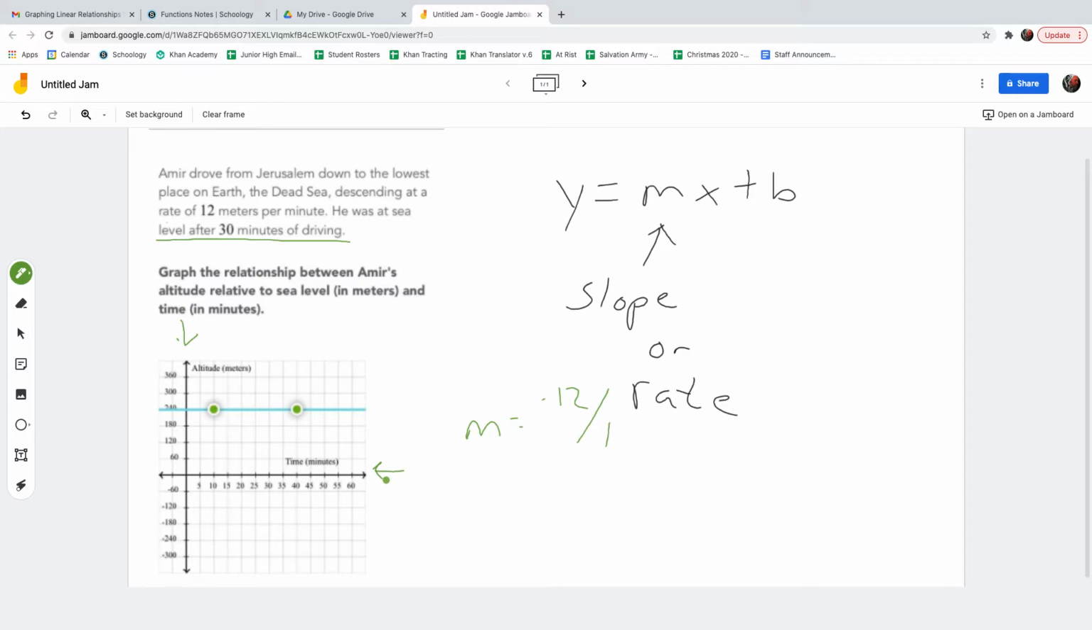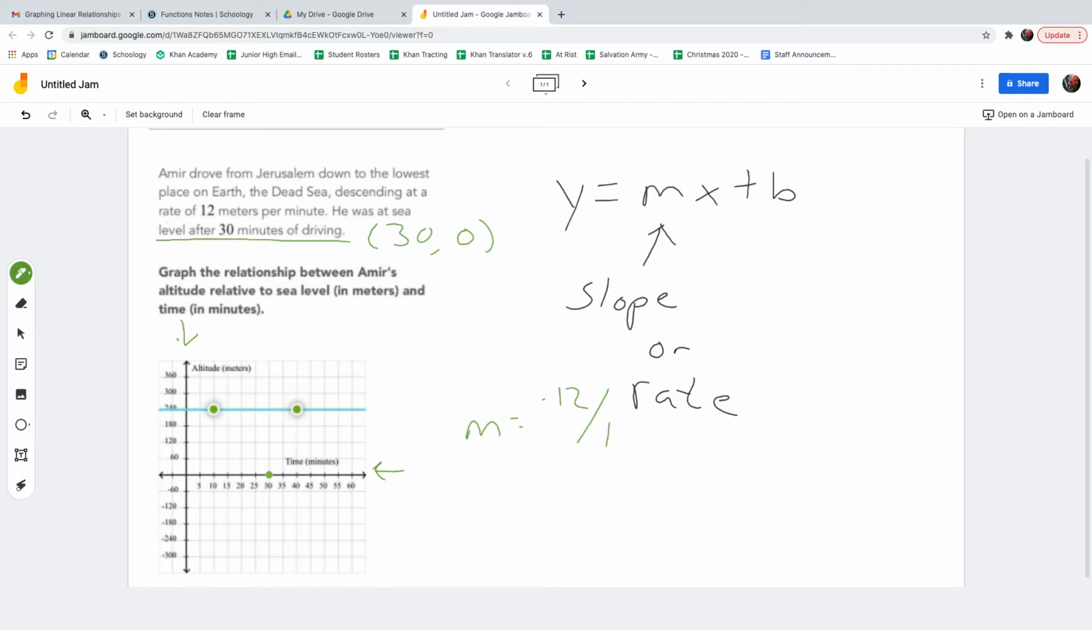It says he was at sea level after 30 minutes of driving. So sea level, if we were looking at altitude, happens to be 0 meters, and he got to 0 meters after driving 30 minutes. If we use that, we can create an ordered pair: my x is 30 because x represents time, and my y is 0. So by reading that last sentence we found the x-intercept. Okay, so I draw a point.